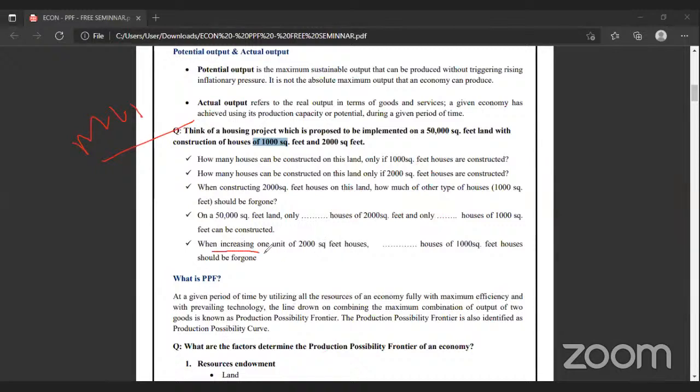That means when they are increasing 1 unit of 2,000 square feet house, how many 1,000 square feet houses can we build? Absolutely 2. That means if for this land they are going to construct 1 unit of 2,000 square feet house, then how many 1,000 square feet houses should be foregone? 2.